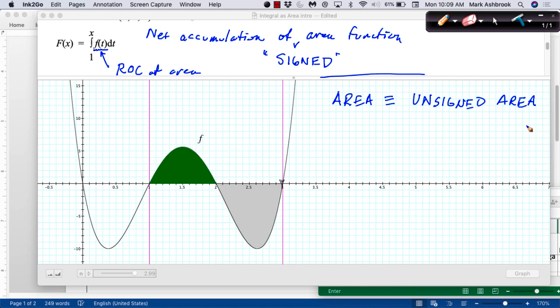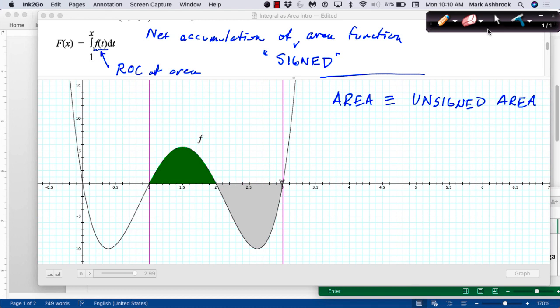Signed area is what you get if you just simply set up a net accumulation function of, say, f, and now you're allowing for that to decrease or be negative whenever that function goes below the x-axis. So another way to say signed area is like difference of areas, right? It's like all the area above the x-axis minus all the area below the x-axis. So signed area is like difference of areas, or net area.